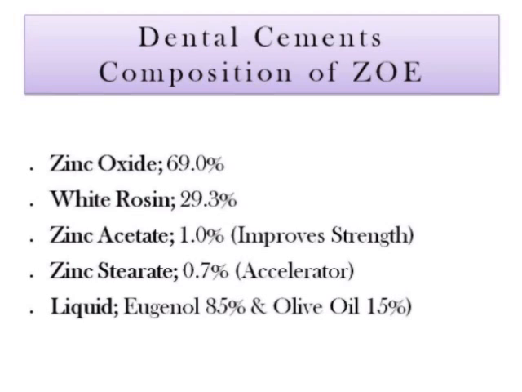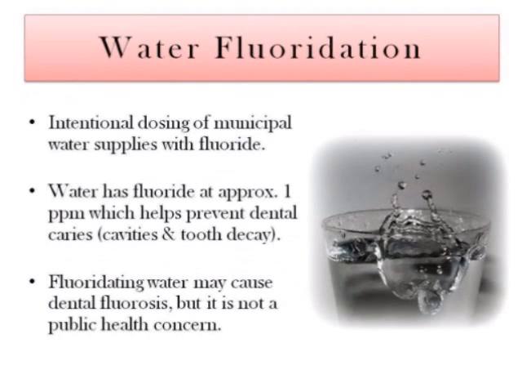Now, local anesthetics are an important tool. Dental caries, also known as tooth decay or cavities, remain a major public health concern in most industrialized countries. Water fluoridation prevents cavities in both children and adults. Water fluoridation involves the intentional dosing of municipal water supplies with fluoride. Water has fluoride at a level that is effective for preventing cavities, approximately 1 part in a million by weight.